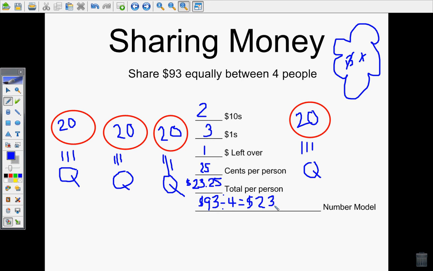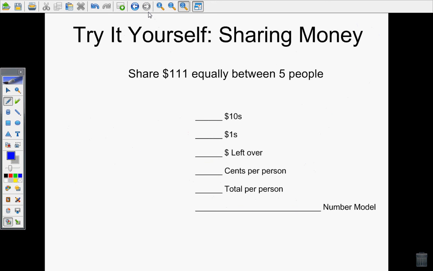You should have said $93, because that's what we started with, divided by 4 people will give you $23.25. Did you remember to put your dollar signs in there? Did you make sure it was a division sign? Good job. Now I want you to try this one all on your own.